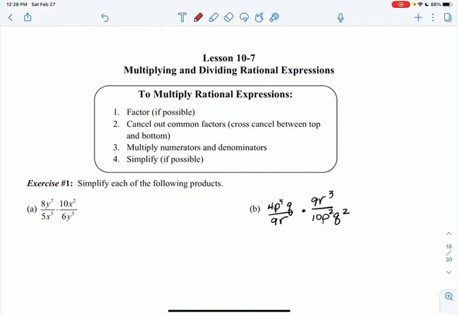Algebra 2. This is Unit 10, Lesson 7, and today we're going to be multiplying and dividing rational expressions. So the rules are almost the same. Dividing is a little bit different if you remember back from algebra. But when I'm multiplying, the first thing you want to do is factor.